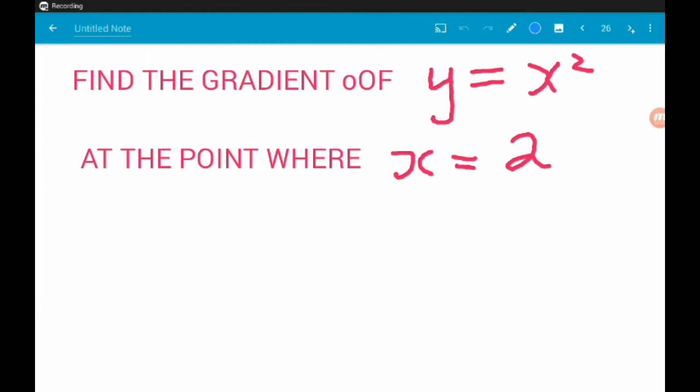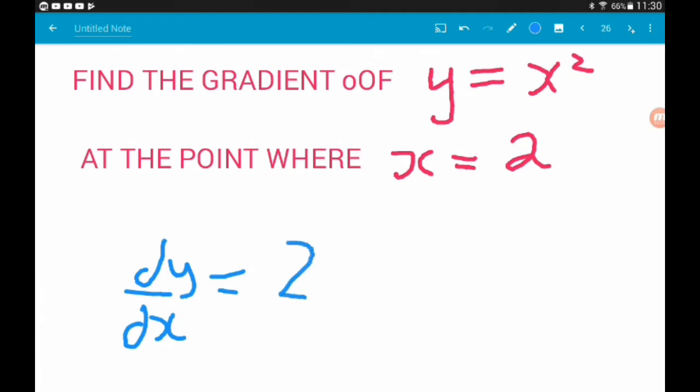Okay, first example then. Let's say we want to find the gradient of y equals x squared at the point where x is equal to 2. The first thing we need to do is differentiate to find the gradient function. So dy by dx is going to be, well, the power of 2 comes down, so it's 2 times x to the power 2 minus 1. 2 minus 1 is 1, so we've got x to the power of 1, which is just x. So our gradient function is just 2x.